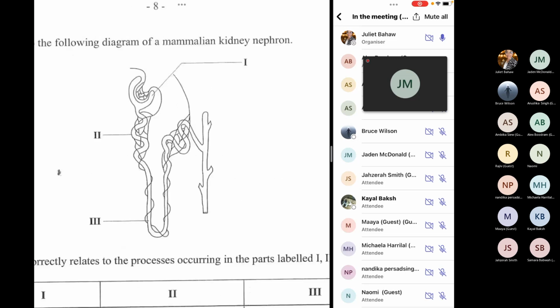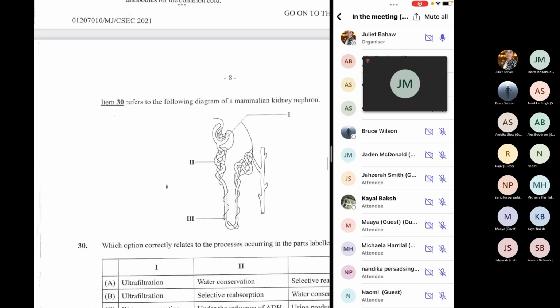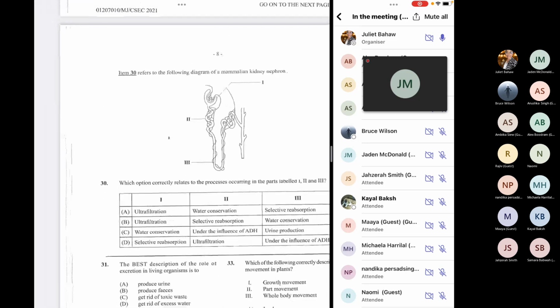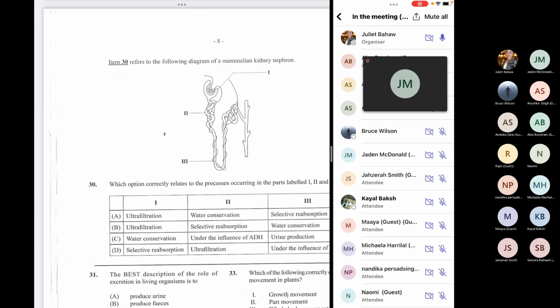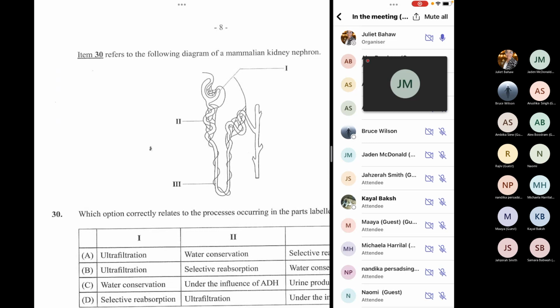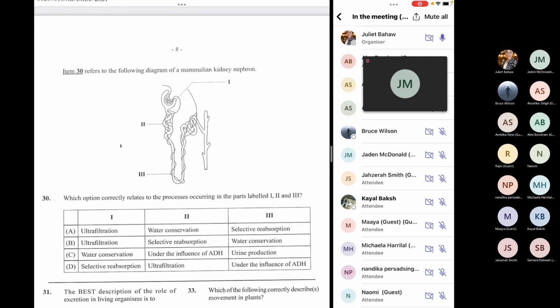Part 1 is part 1. Long ago, they used to teach Roman numerals in schools, but they took it off the syllabus. So that cup shape is the Bowman's capsule. You're going to have ultrafiltration or pressure filtration. Part 2 is where you're going to have glucose being reabsorbed, so it's selectively reabsorbing. In part 3, water is conserved there. Depending on the state of the body, if it has a low water content, more water will be reabsorbed back into the blood. So B is the answer.